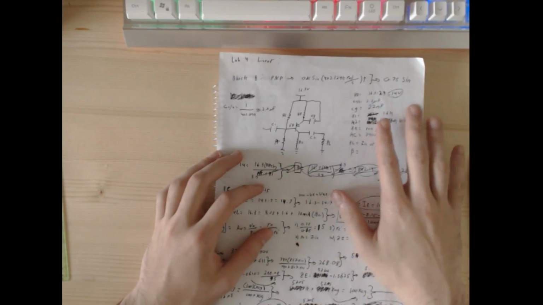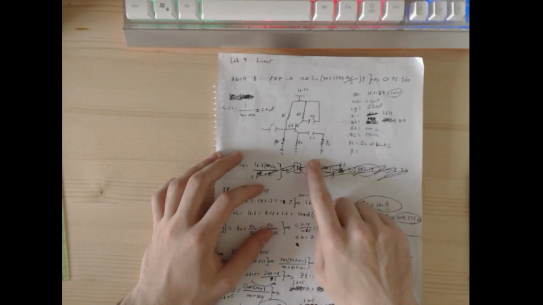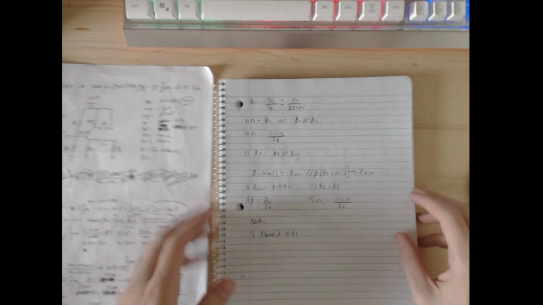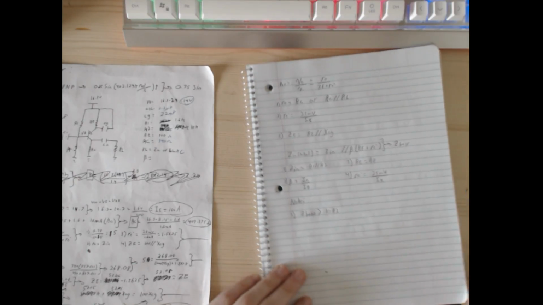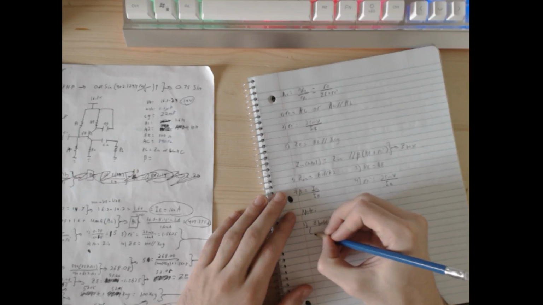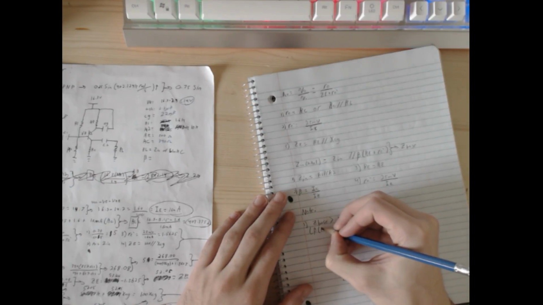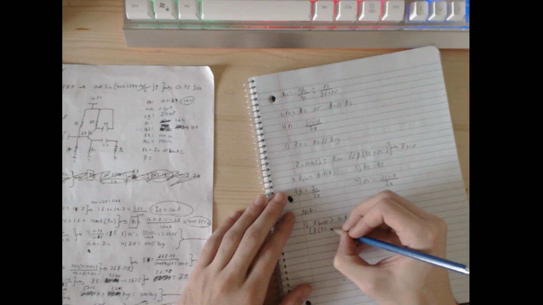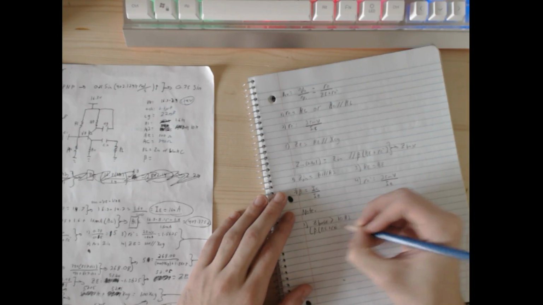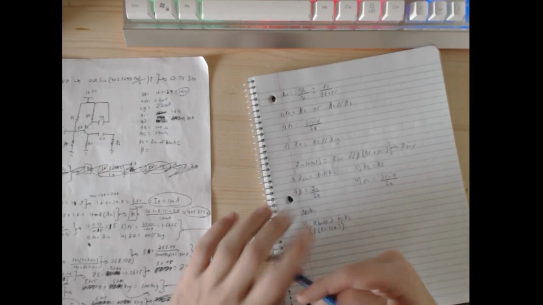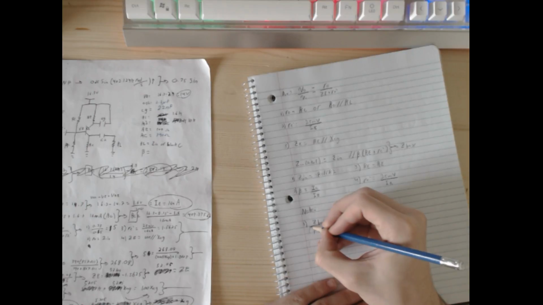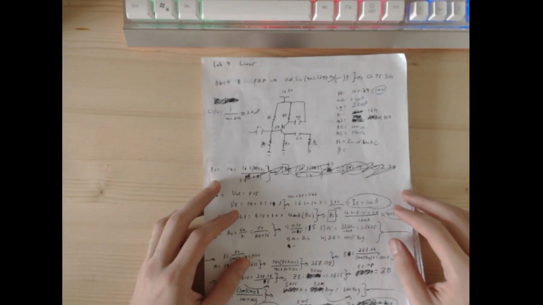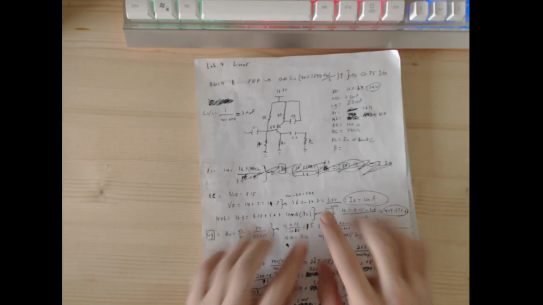For block B, I have no idea because I haven't measured. So we need to measure this. But basically, this rule states that the Z base, which is beta times RE plus RE prime, must be greater than 10 times R2. So now we need to assemble it onto our circuit.